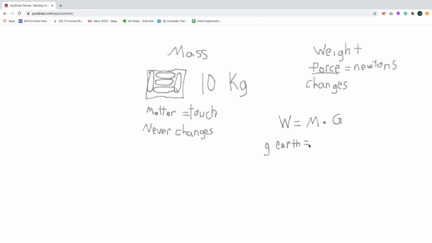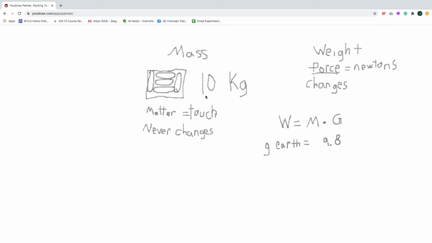Equals, it should be a number. 9.8. There you go. So it's 9.8, and the units are meters per second squared, but that's a little advanced. We're not going to explain what meters per second squared means. So just think of the gravity of Earth as 9.8. So if it's the mass, which is 10, times the gravity of Earth, what is the weight of this object on Earth?